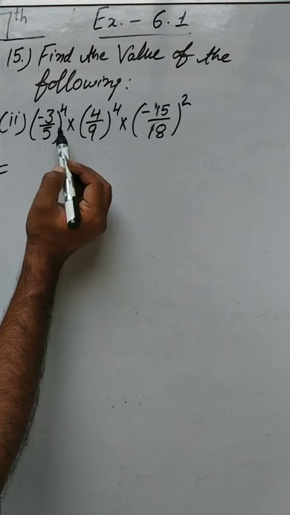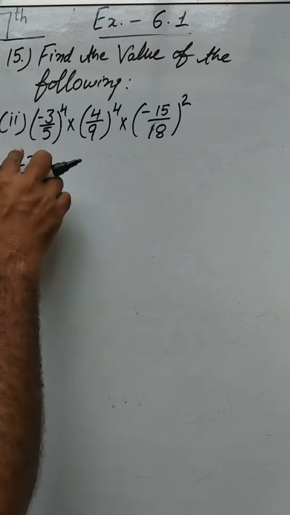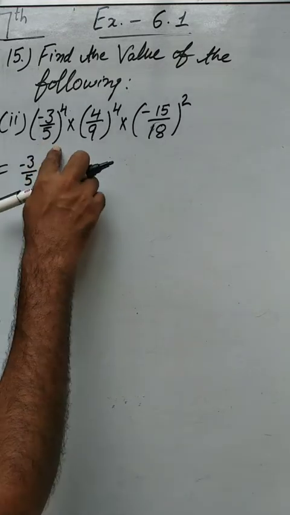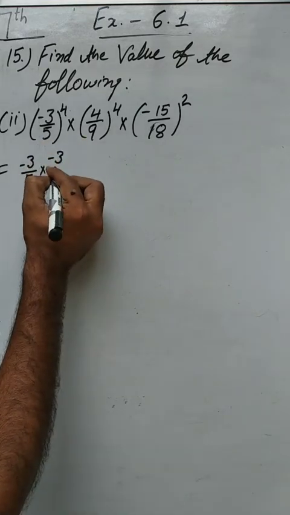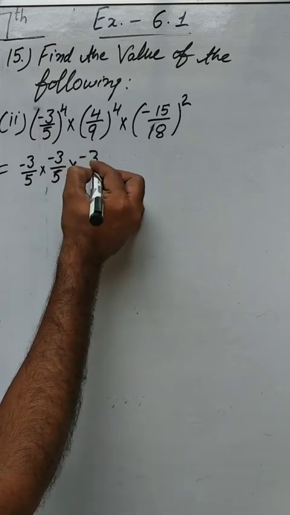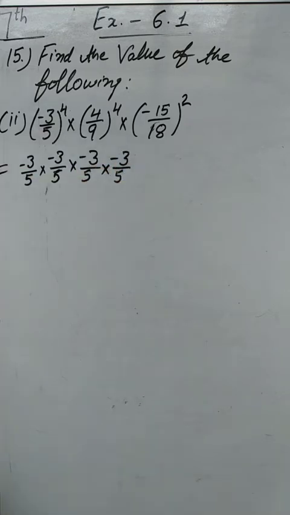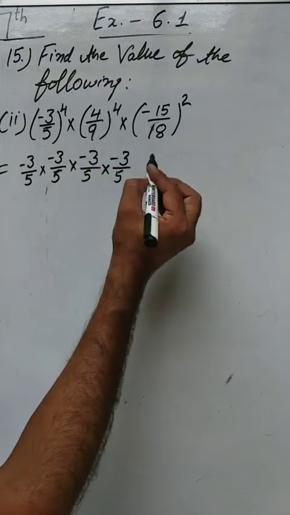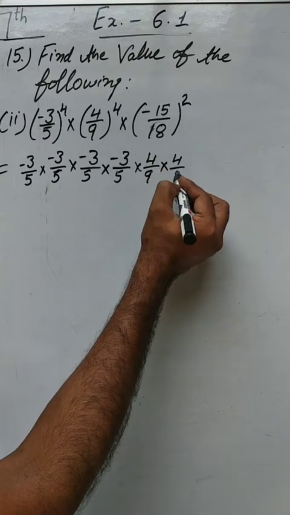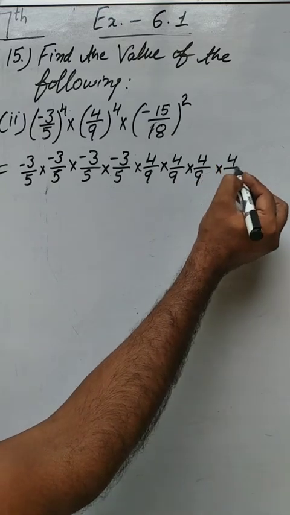Meaning minus 3 upon 5 multiplied 4 times. So it becomes minus 3 upon 5 multiply minus 3 upon 5 multiply minus 3 upon 5 multiply minus 3 upon 5. Okay beta. And here it is 4 upon 9 raised to power 4. Meaning 4 upon 9 multiply 4 upon 9 multiply 4 upon 9 multiply 4 upon 9. Clear, beta?